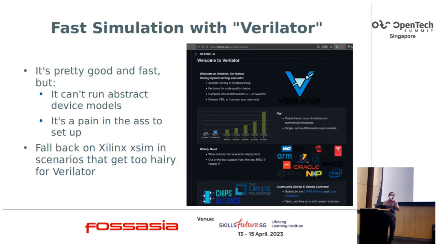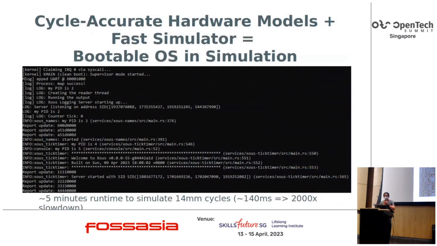It's basically transpiling your Verilog to C code, and you have to wrap it in the wrapper, and you have to throw it in this whole test framework and then run it. There's a whole set of tools to deal with that. But once you get through all of that, you get a cycle-accurate hardware model and a fast simulator. You can boot your OS entirely in simulation.